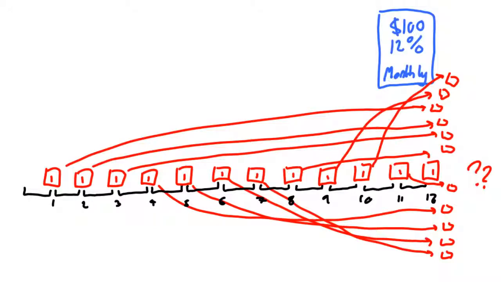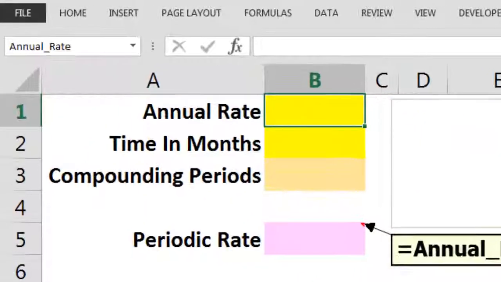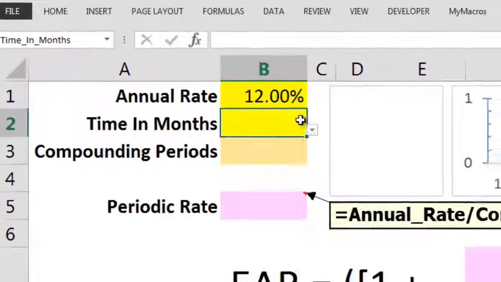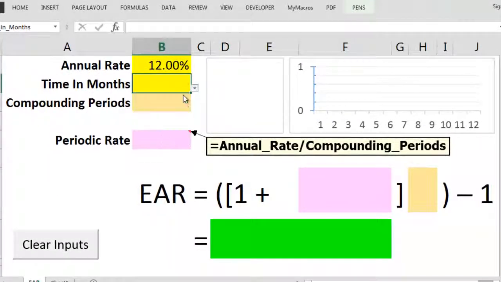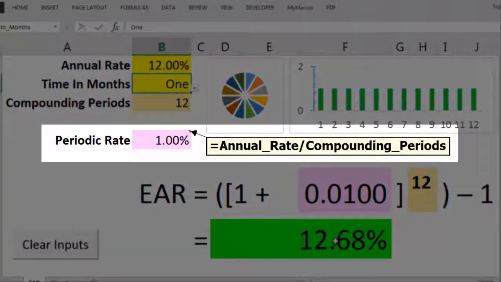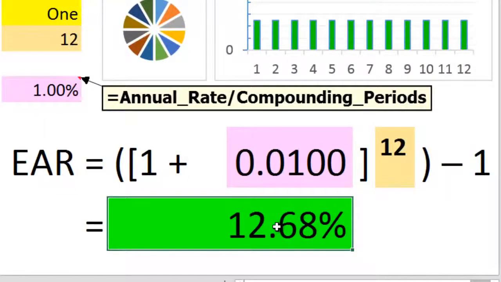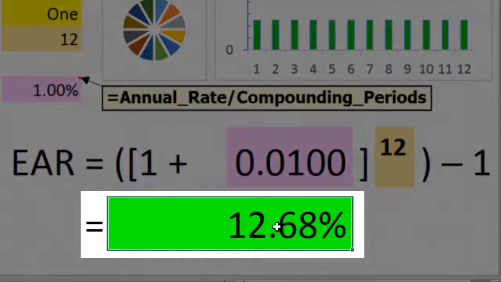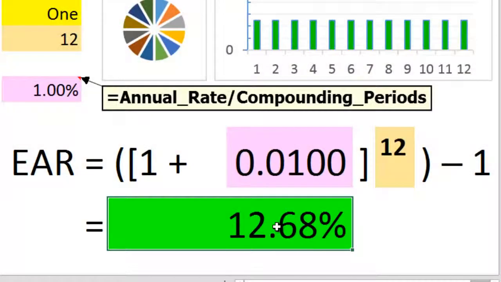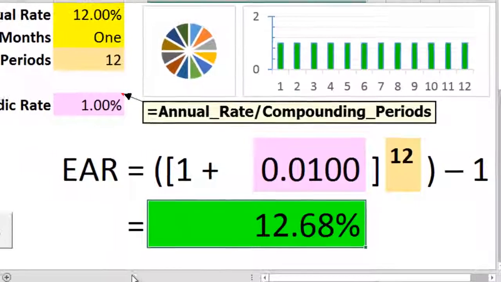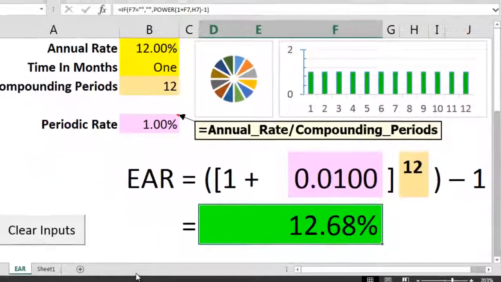So what about this horrible thing where we got 12 monthly payments a year? First, start with an annual rate of 12%. Then choose 1 month to get 12 compounding periods. This generates a periodic rate of 1% per month. Now we plug these figures into the main equation to get back an effective annual rate of 12.68%. This basically means we get an extra 68 cents a year compared to a 12% annual bond.